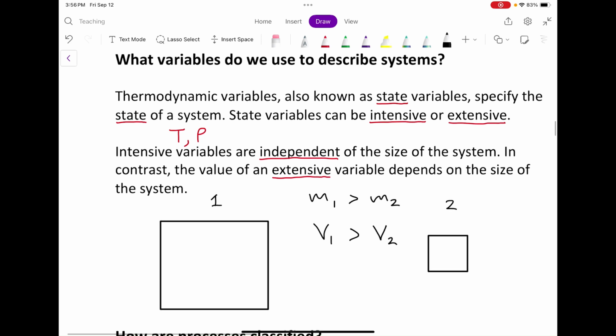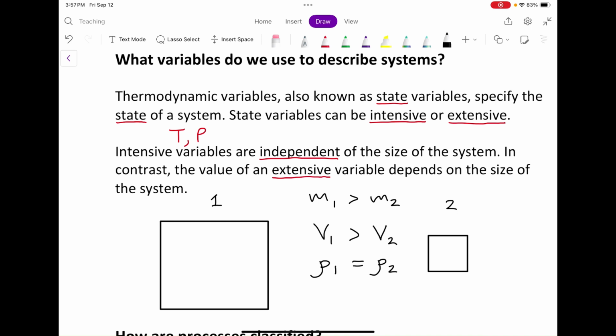We could also use the density. However, since this is a homogeneous system with the lead block, block 1 and block 2 are going to have the same density, right? It's just a solid phase there, and they're both lead. So their densities are going to be the same. The density is independent of the size of the system and thus an intensive variable.